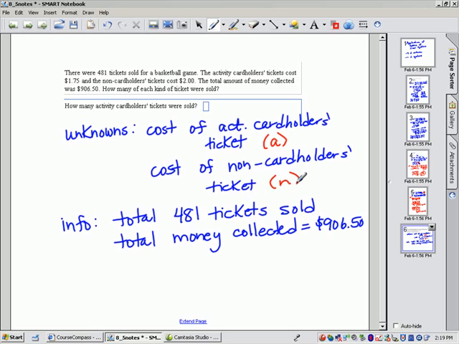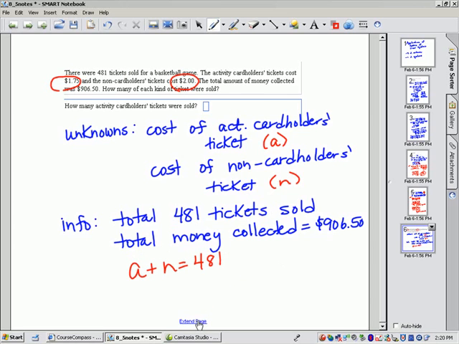The things we know are the total tickets sold and the total money collected. And this is kind of like the last problem. If you bought 5 tickets, you would have to pay 5 times the price per ticket. And that's how we're going to get this total money collected, because we know how much each type of ticket cost us. So one equation is that if the total of tickets sold was 481, we know that A plus N is equal to 481.